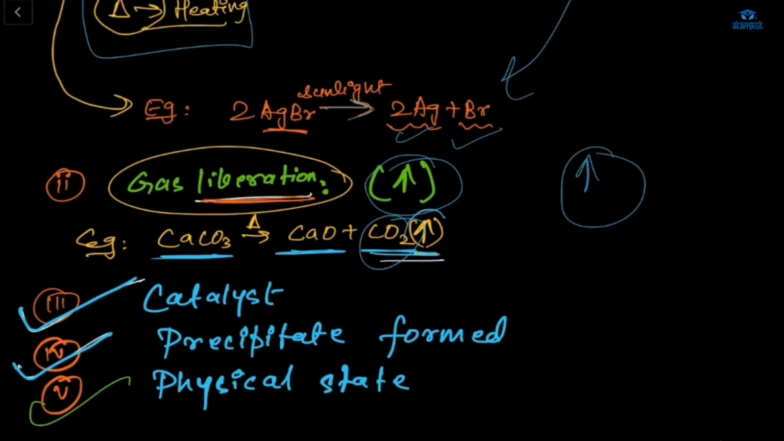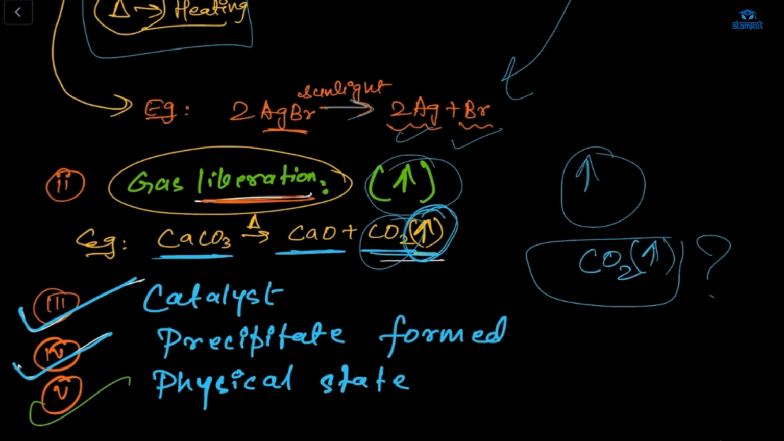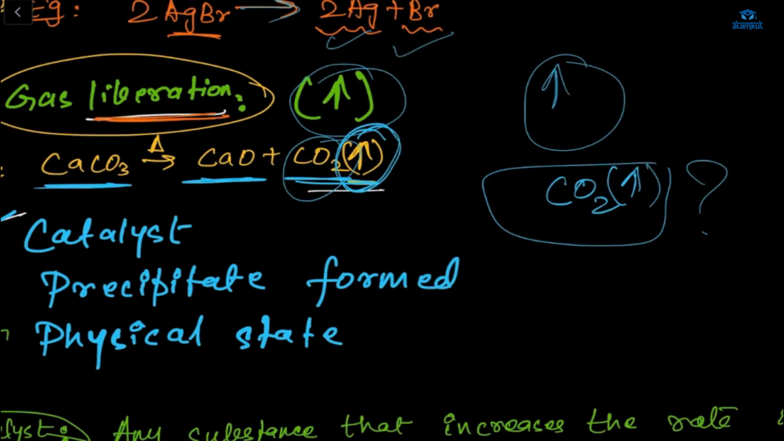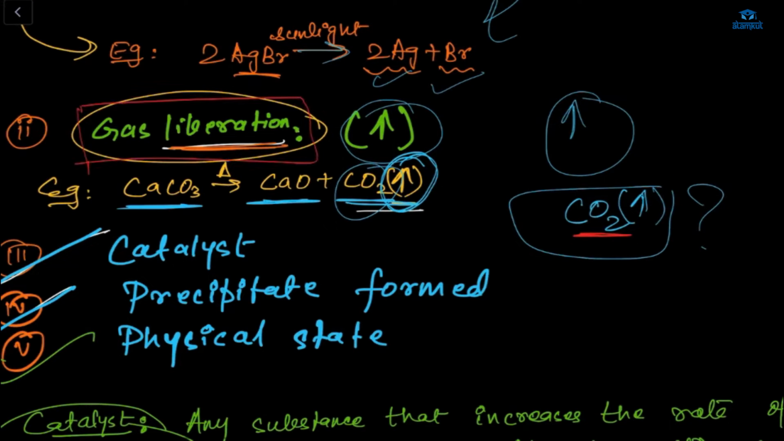And why am I writing this symbol on CO2? Any idea? It shows the evolution of the gas carbon dioxide. Yes, very good. Because CO2 is a gas, and here we are talking about gas liberation, which means the evolution of gas is going on. So CO2 is a gas.